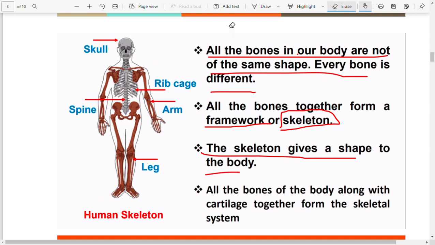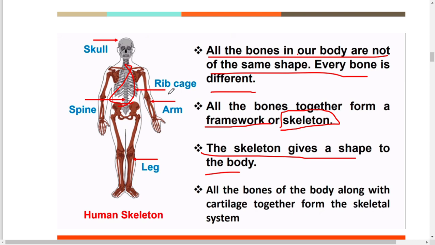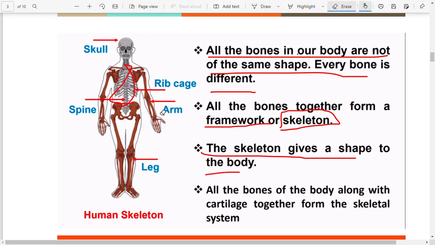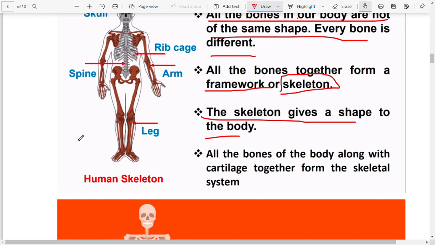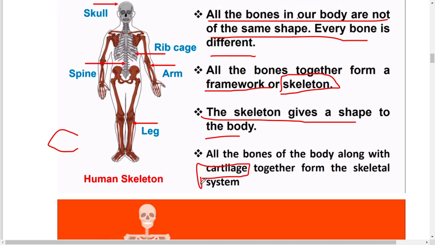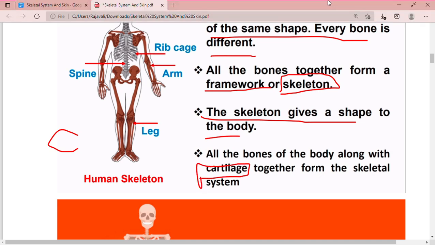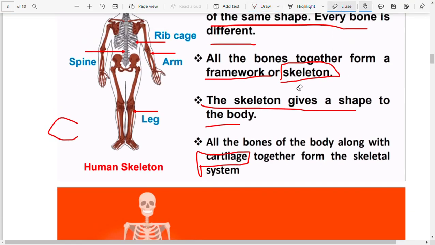If the skeleton was not there, like if the spine was not there, to take an example of the spine, then you would bend like this. You would not be able to sit straight or stand straight. So all the bones of the body, along with cartilage, form the skeletal system. What is cartilage? Cartilage is like a jelly part which joins two bones. It is used to join two bones.